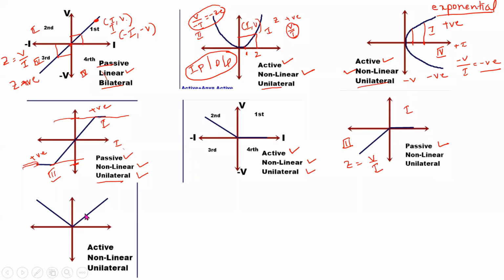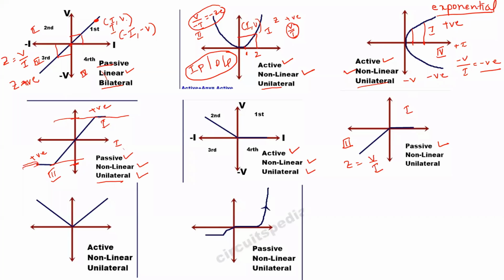Again, first and second quadrant. In the second quadrant impedance is negative, so it is active. There is no proper relationship between input and output signal, so non-linear, and we don't find any mirror image on the VI characteristics, so it is unilateral. Next, it is passive because VI characteristics lie in the first and third quadrant. Non-linear because we can find a zigzag curve. Unilateral because there is no symmetry.